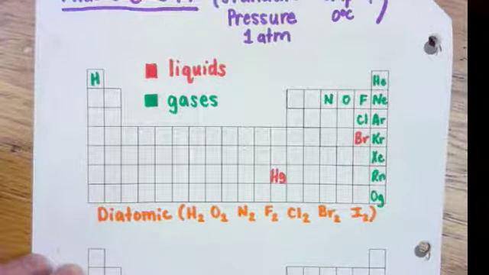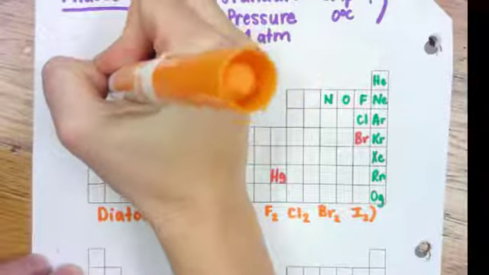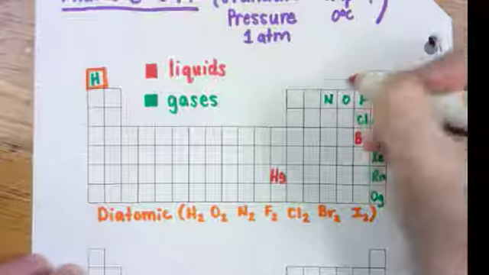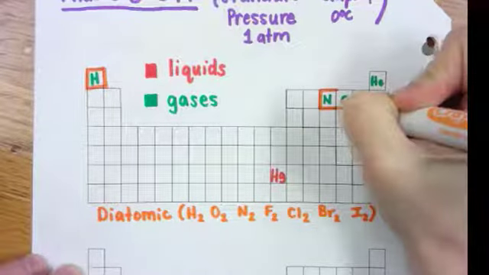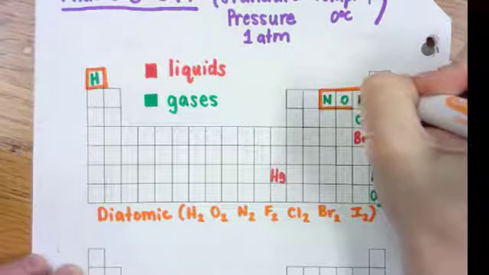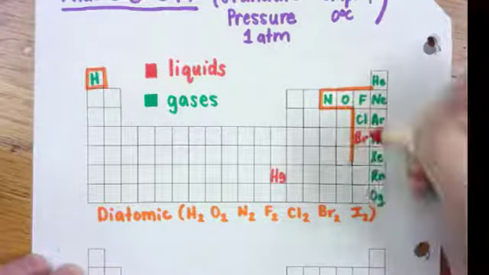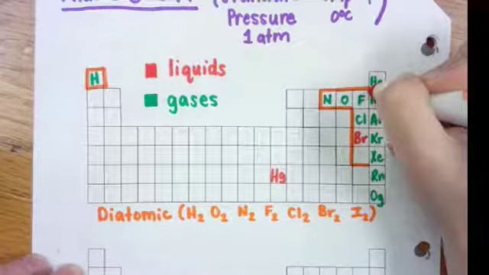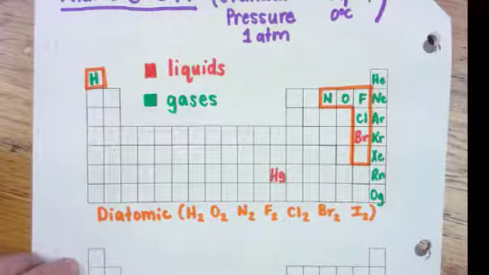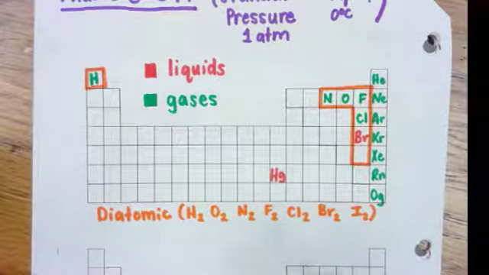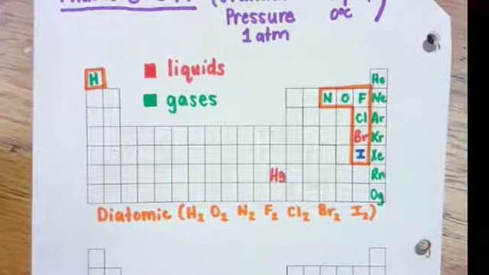Let's outline those on our periodic table. Hydrogen, nitrogen, oxygen, fluorine, chlorine, bromine, and iodine. We could put iodine's symbol in with blue, since iodine is normally a solid.